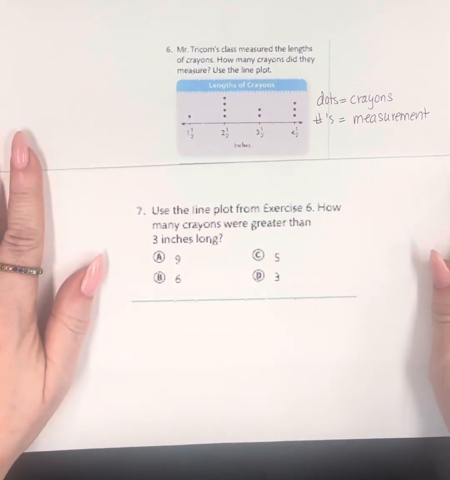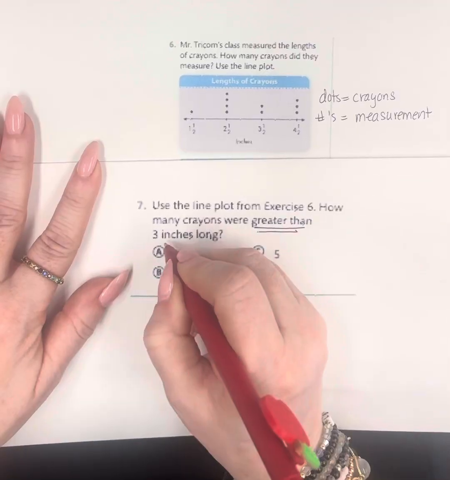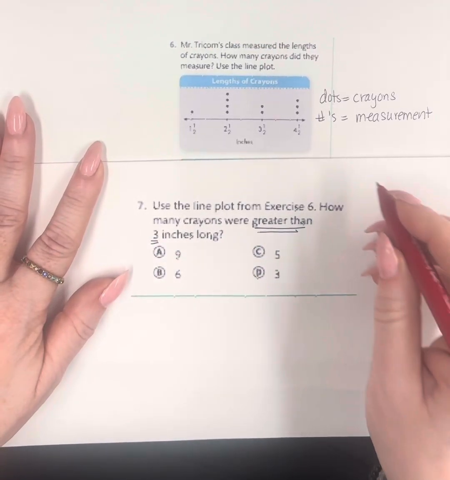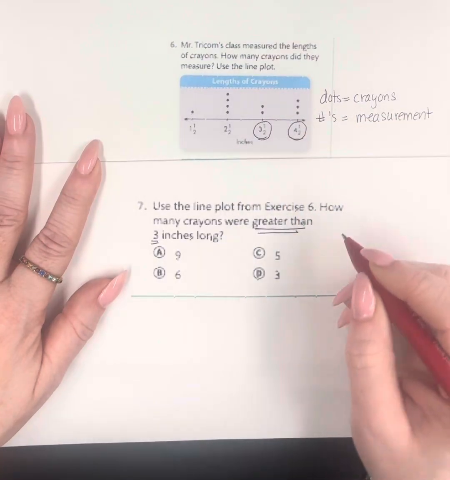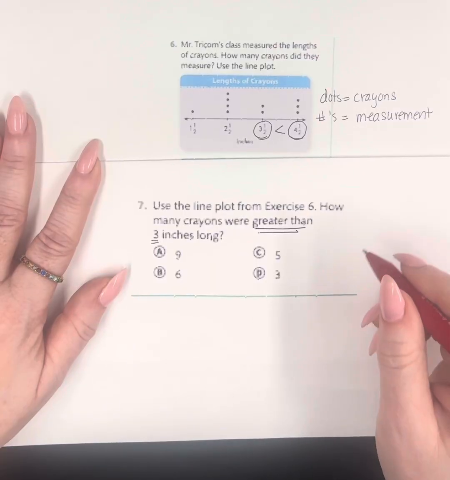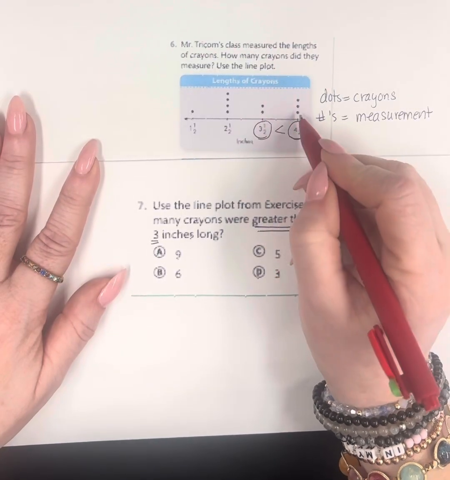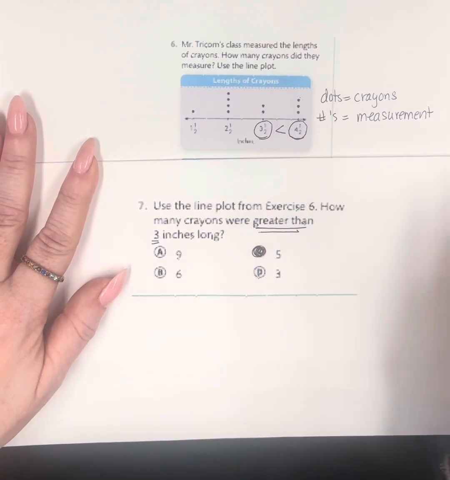That's much better. Okay. Use the line plot from exercise 6. How many crayons were greater than 3 inches long? Okay, so I can include 3.5, and I have to include 4.5 because 4.5 is greater than 3.5. So 1, 2, 3, 4, 5. Our answer is 5.